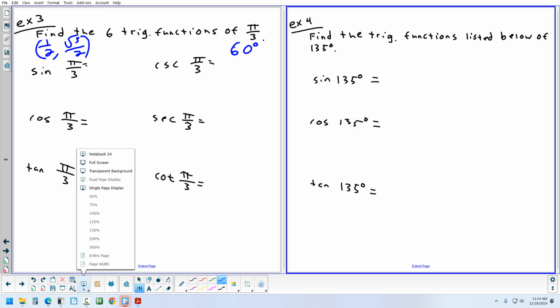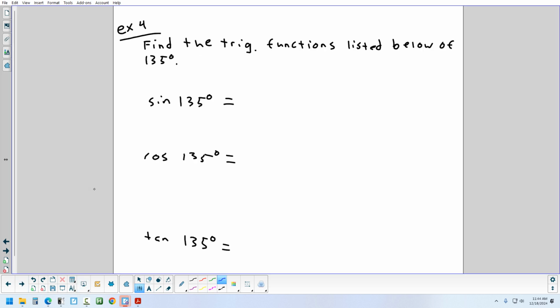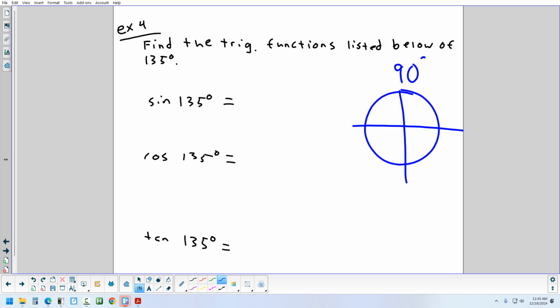Right, let's try just the 3 trig functions of 135. So let's think about 135. When we draw 135, it's somewhere between 90 and 180. Closer to 90, closer to 180, or right in the middle? Right, it ends in a 5 for the unit circle angles. It's right in the middle.